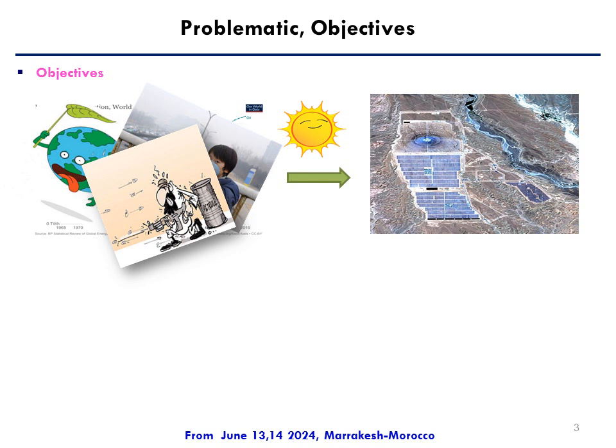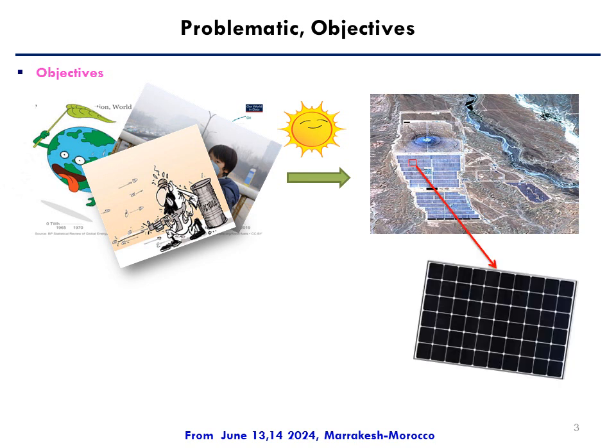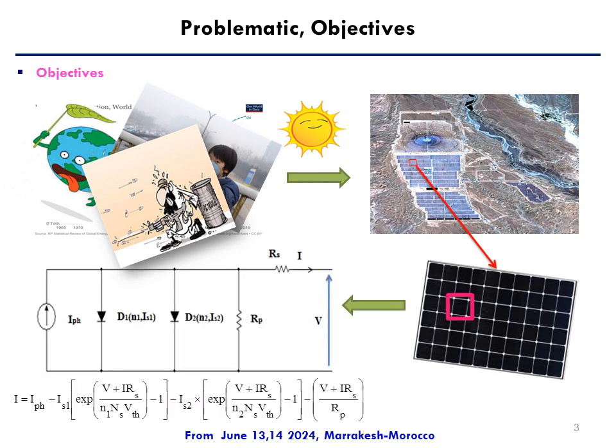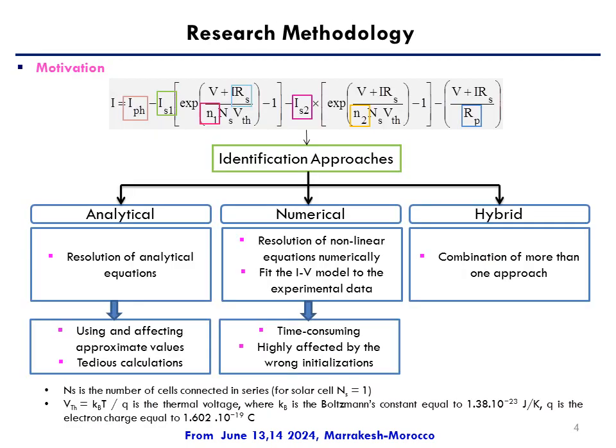generators or PV modules. These PV modules are made of PV cells connected in series and in parallel. Every single PV cell can be modeled using the double diode circuit model given here, and which is characterized by 7 unknown parameters. So the objective is to identify the values of these unknown parameters so as to model the electrical behaviors of the PV generators. To this end, three kinds of approaches can be followed.